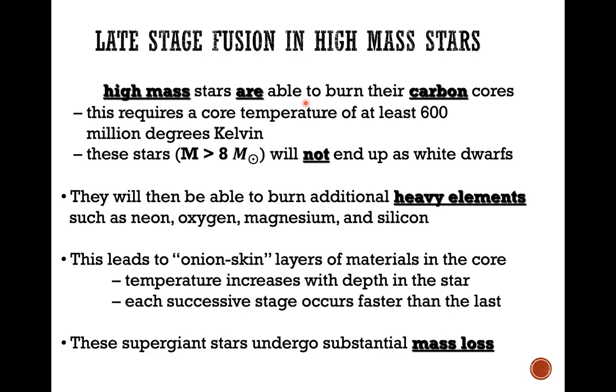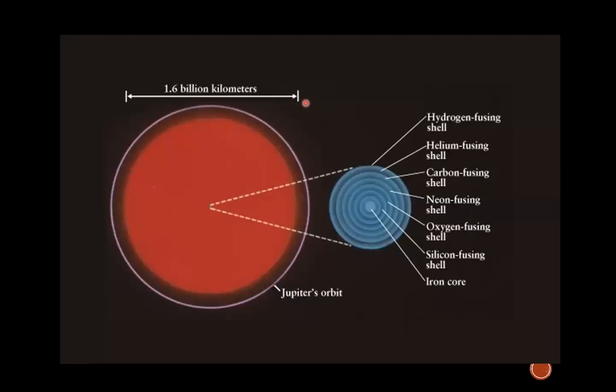And this leads to an onion skin layer of materials in the core, and the temperature increases with depth in the star, and each successive stage occurs faster than the previous one. Also, these supergiant stars will undergo a substantial mass loss during this reaction. So they will lose their mass. Now, what this onion skin layer means is something like this.